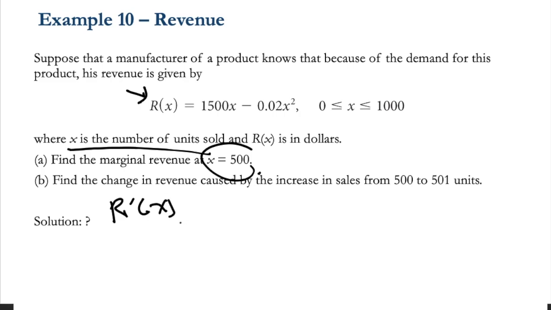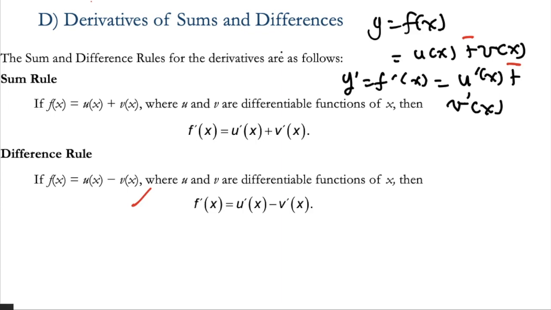Marginal revenue function is also the slope of the revenue function. I'll explain the concept more after this, but first we need to find it. So you see here, we can apply this rule. You see the subtraction, the difference, so we can apply derivatives of differences. The difference rule is this: if f(x) equals u(x) minus v(x), then we do this.